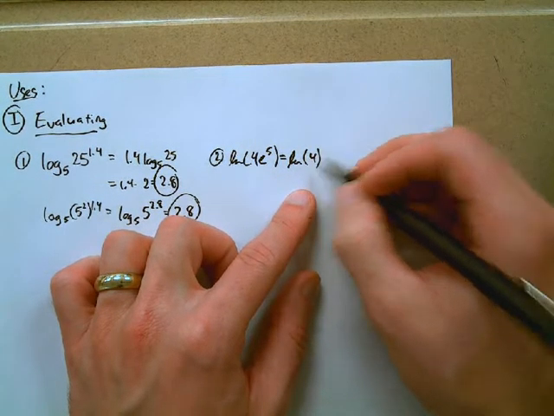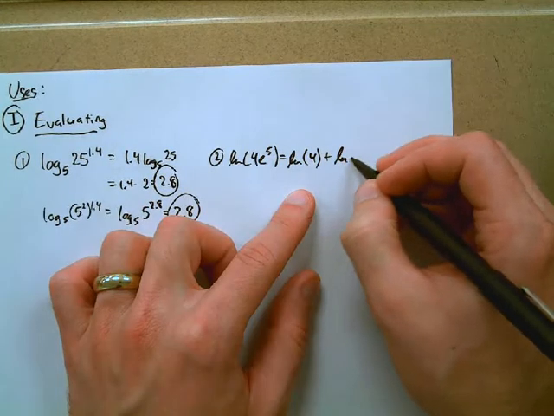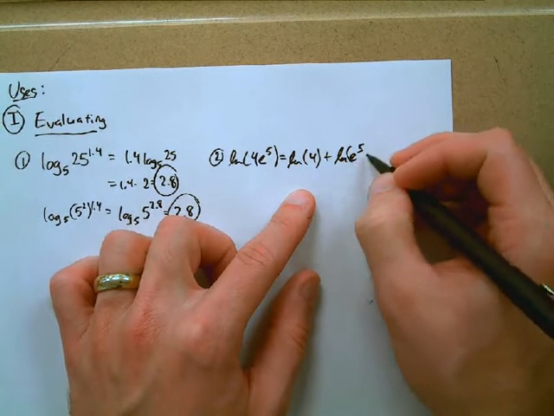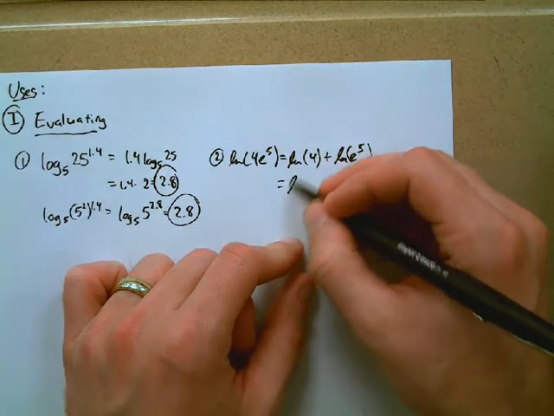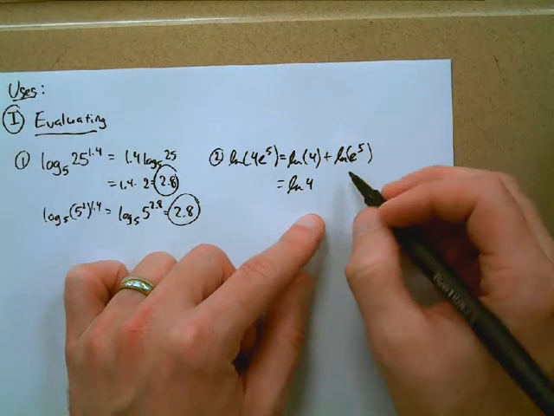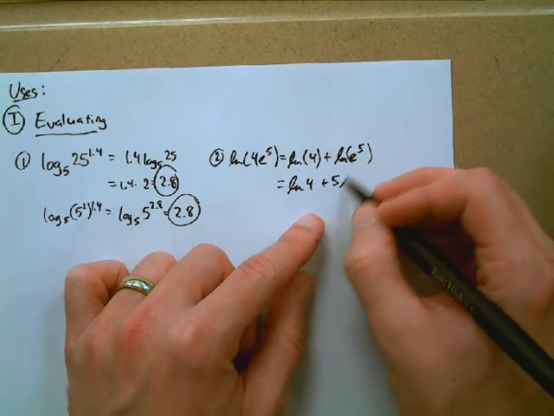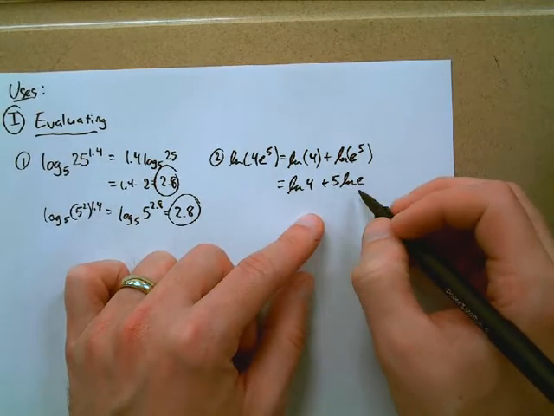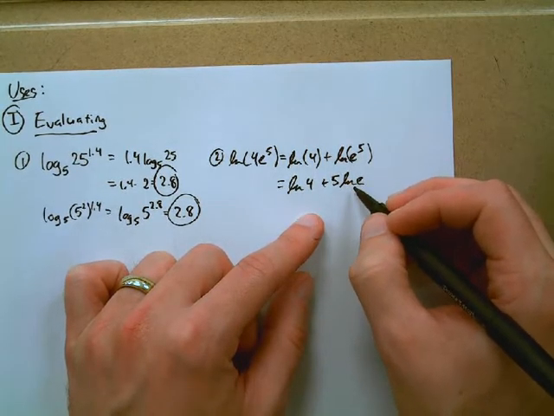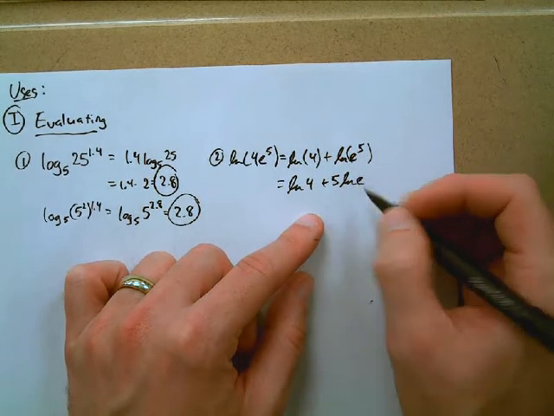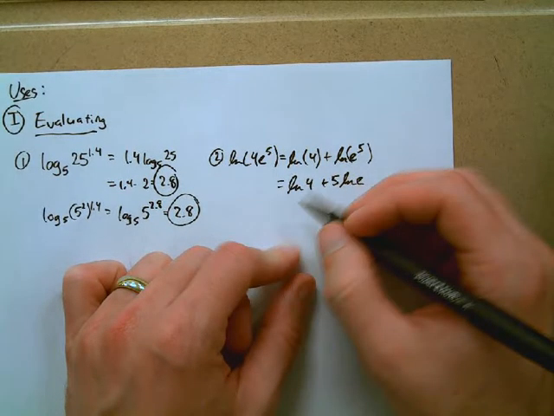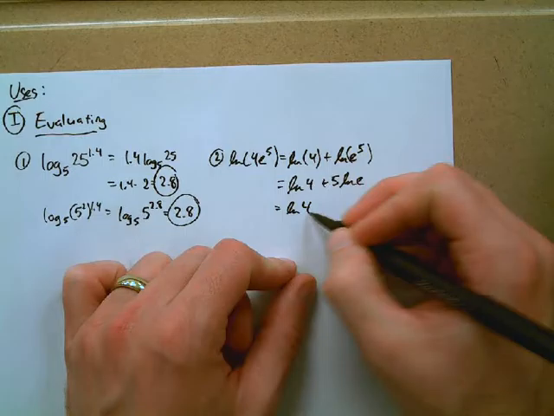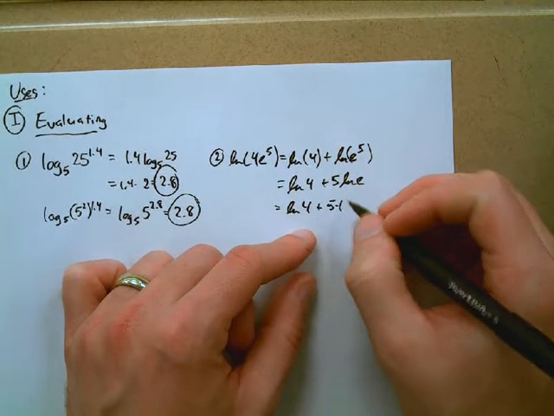Natural log of 4 doesn't really simplify any further, but natural log of e to the 5th is equal to 5 times the natural log of e. The natural log of e, remember, is log base e of e. So e to what power gives us e? Well, e to the 1 gives us e. So it's really just natural log of 4 plus 5 times 1, or just natural log of 4 plus 5. And there's our answer.